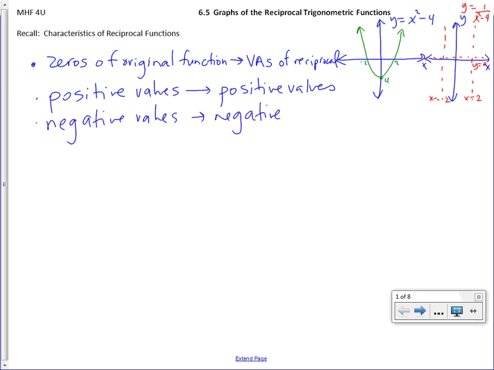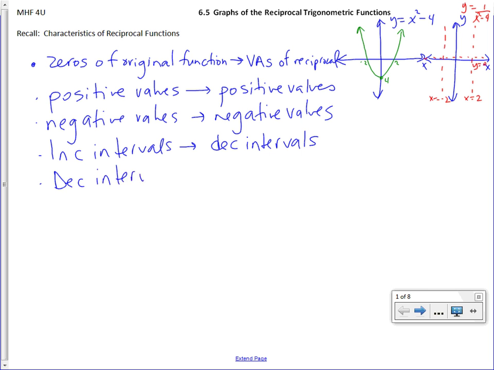So the intervals on which the function is positive stay positive, and in intervals where it's negative, they stay negative. But then there was one key feature that switched. Remember what that one was? That was a key feature that switched from original to reciprocal. The increasing and decreasing, right? An increasing interval became a decreasing interval, and a decreasing interval becomes an increasing interval.